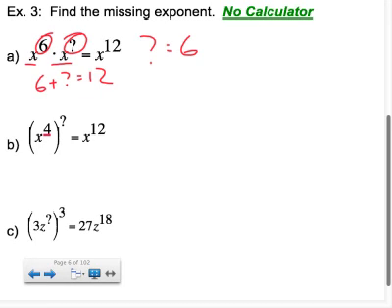In part B, it's a power to a power, so you'd multiply those. So in other words, 4 times the question mark has to equal 12. Well, 4 times what equals 12? The question mark has to be 3.